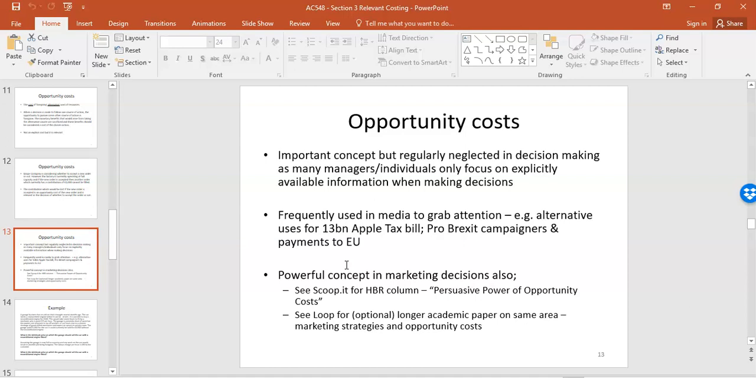And similarly, we'll see in a second, the pro-Brexit campaigners used that, trying very effectively to figure out what's the opportunity cost of staying in the EU in terms of the money that's lost by the EU membership.